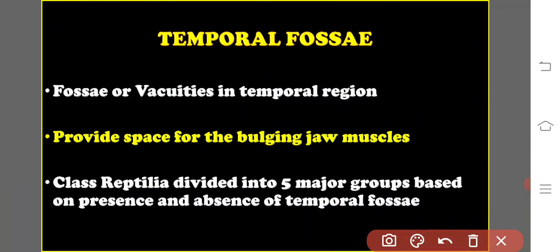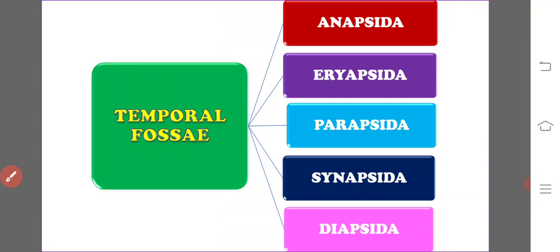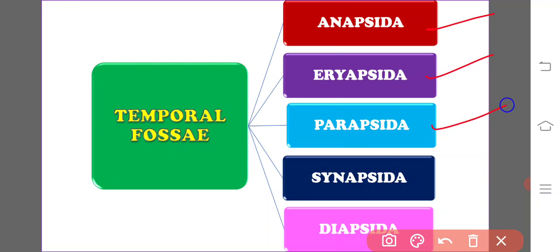based on the presence and absence of the temporal fossae. They are Anapsida, Euryapsida, Parapsida, Synapsida and Diapsida. Based on the presence and absence of the temporal fossae, the class Reptilia gets classified into 5 groups: Anapsida, Euryapsida, Parapsida, Synapsida and Diapsida.